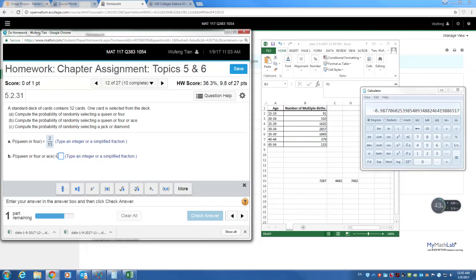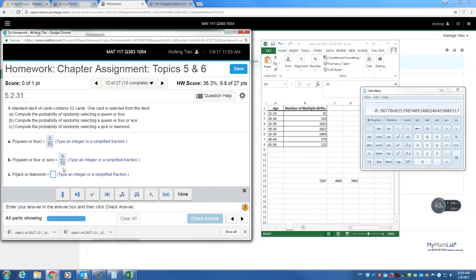Queen or 4 or ace. So you have 4 queens, 4 fours, 4 aces, so it's 12 cards over 52. Reduced by 4, it's going to be 3 over 13.